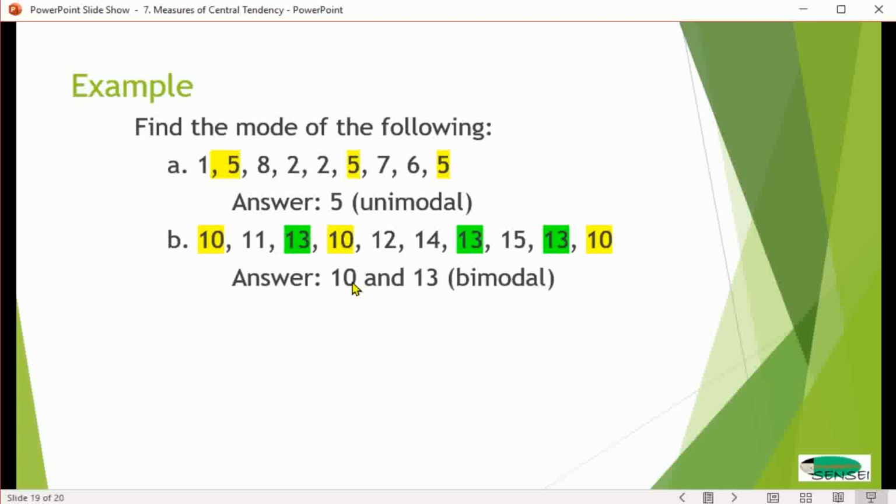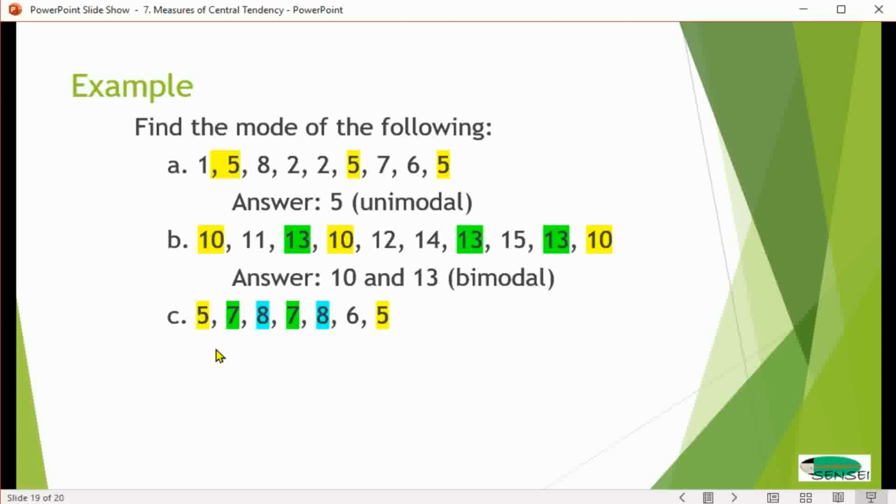There are three tens and there are three thirteens, which means they are bimodal. But in cases where one of them has more than the other, then only one mode exists. Suppose there are four tens in the distribution and only three thirteens, then we don't have to say that it's bimodal. We automatically choose 10 because it has more than 13. We only consider them bimodal if they are repeated the same number of times.